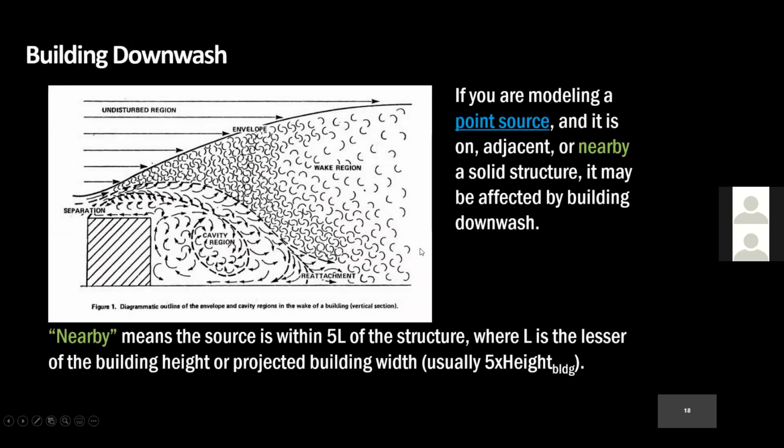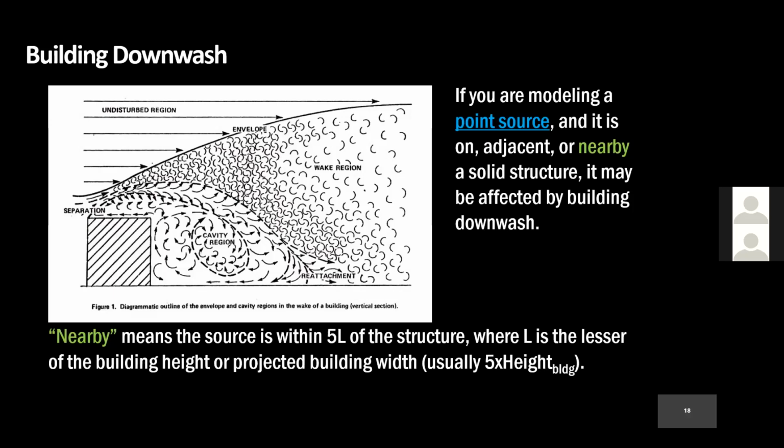Building downwash. Okay, so if you're modeling a point source, and this point source is on, adjacent, or nearby a solid structure, it may be affected by building downwash. So if you look at this diagram, you can see that as air passes over a building, the airflow character is changed. The flow that goes kind of directly over the building is kind of trapped by these little eddy currents on the backside of the building.